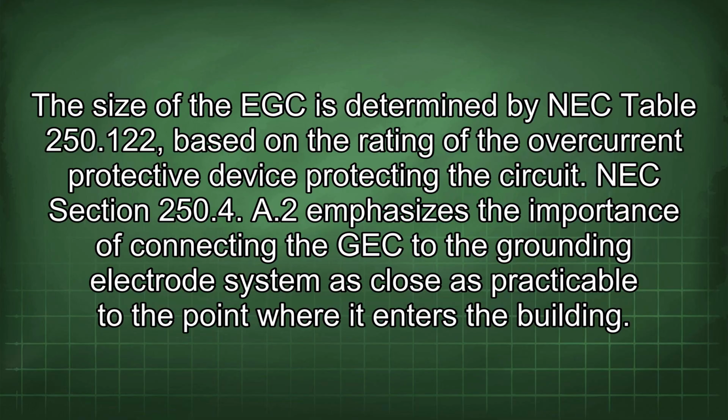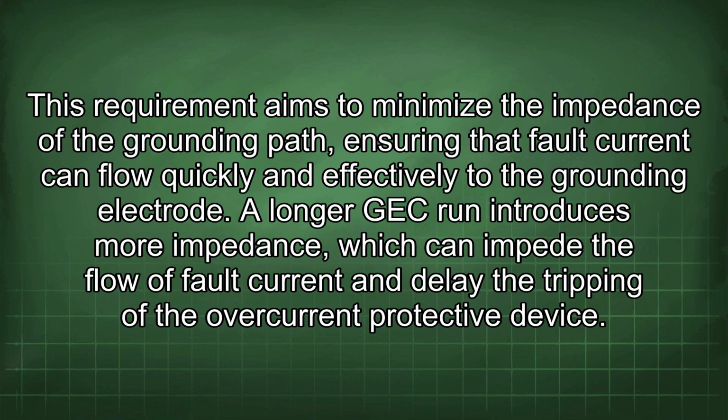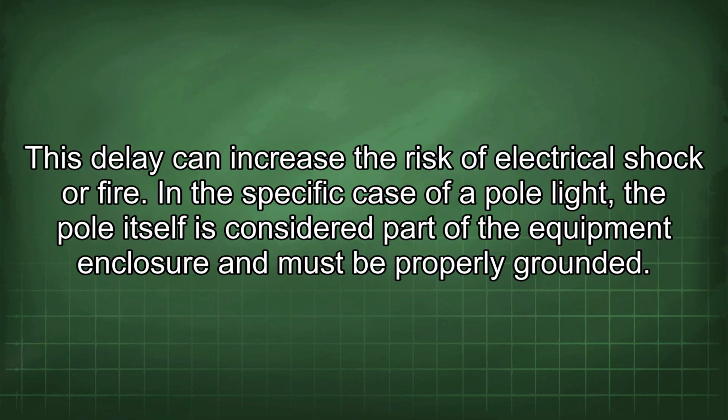NEC Section 250.4(A)(2) emphasizes the importance of connecting the GEC to the grounding electrode system as close as practicable to the point where it enters the building. This requirement aims to minimize the impedance of the grounding path, ensuring that fault current can flow quickly and effectively to the grounding electrode. A longer GEC run introduces more impedance, which can impede the flow of fault current and delay the tripping of the overcurrent protective device. This delay can increase the risk of electrical shock or fire.